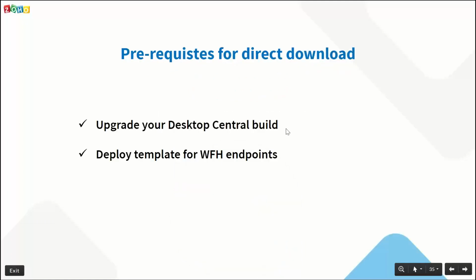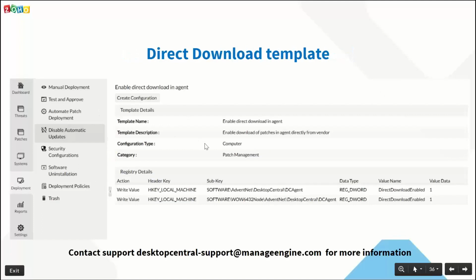The prerequisites to use this option are: upgrade your Desktop Central build. This feature is available from build number 100546, so upgrade to the latest Desktop Central build. And you need to deploy a predefined template that we have for this feature to all of your work from home machines. This is how the template looks like. Let me take you to the console and show you where you can find this particular template.